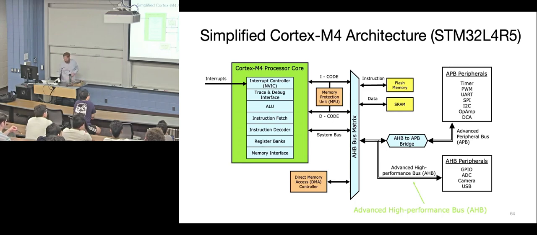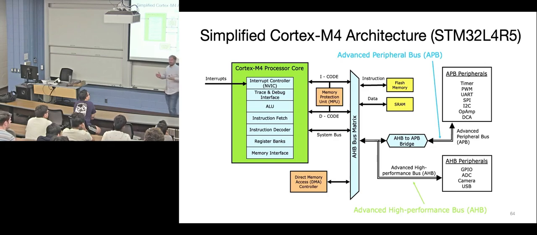We have the advanced peripheral bus and the high performance bus. Basically, you have buses that are very good at pushing lots of data quickly and buses that are much more tolerant to slow things. You'll find out that your peripherals are asynchronous and slow, and they keep on requiring input from things called users. So this bus structure is designed for the slow world, while the advanced high-performance bus is designed to work with things like cameras and USB, things that are fast, as well as GPIO.